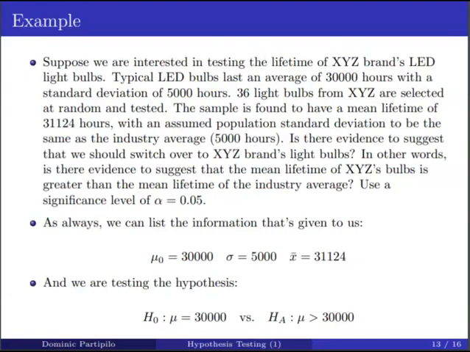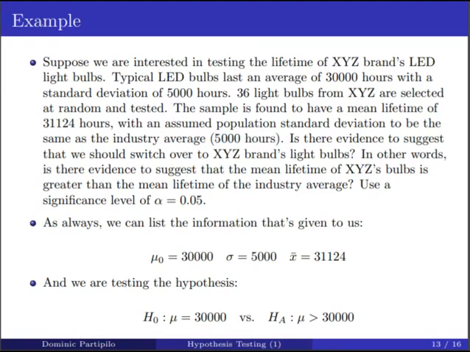So let's look at another example. Let's say we're interested in testing the lifetime of XYZ brand's light bulbs. Typical LED bulbs last an average of around 30,000 hours with a standard deviation of 5,000 hours. So 36 light bulbs from XYZ are selected at random and then tested. The sample is found to have a mean lifetime of 31,124 hours, and we're going to assume the population standard deviation is 5,000 hours, which is the industry average.